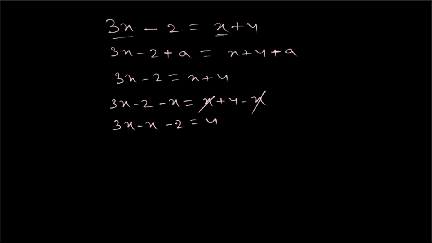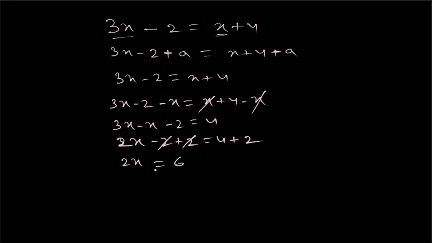Now we have to cancel out this minus 2 so that there will be no constant term in the left hand side. To do this we have to add plus 2 on both sides. So it will be 3x minus x is 2x, and minus 2, so we have to add plus 2. In the right hand side also we have to add, because the equation should be balanced. So it will be 2x, minus 2 plus 2 will cancel, 2x is equal to 6.